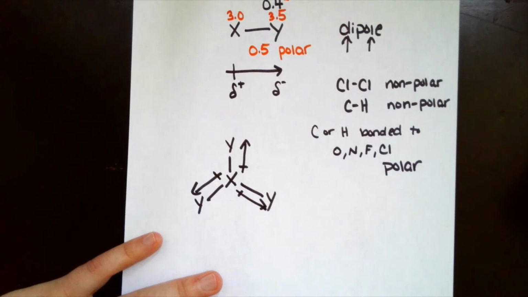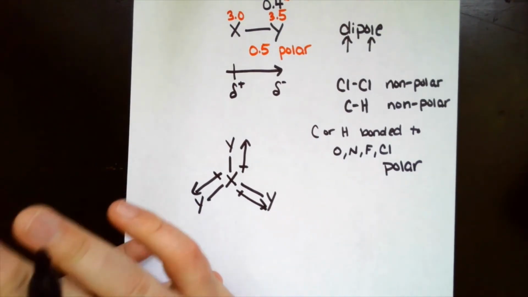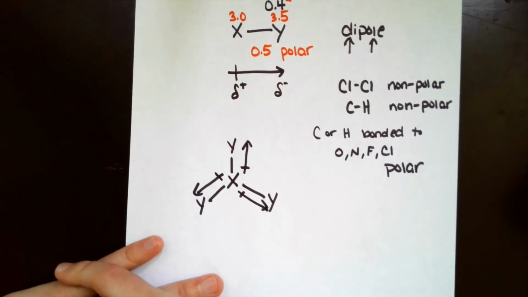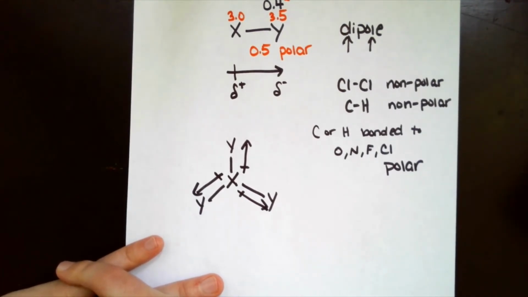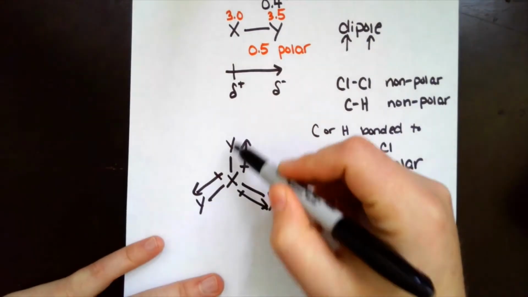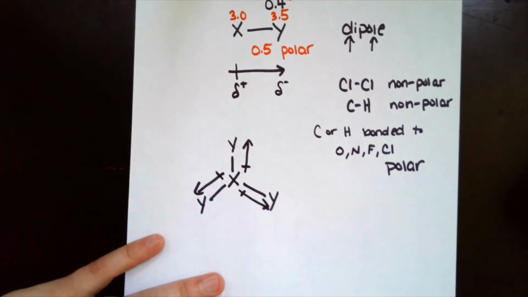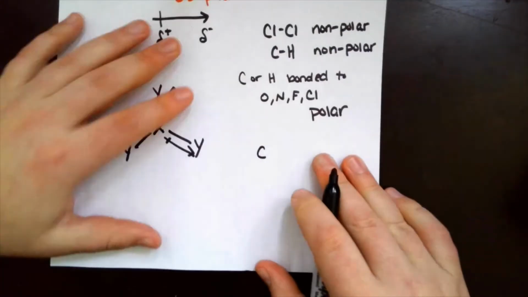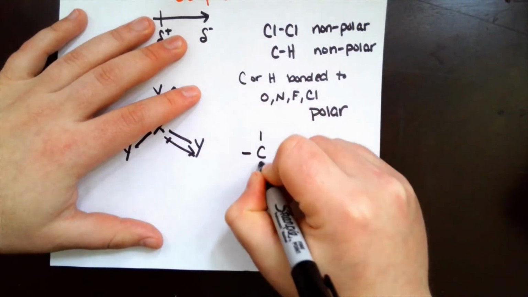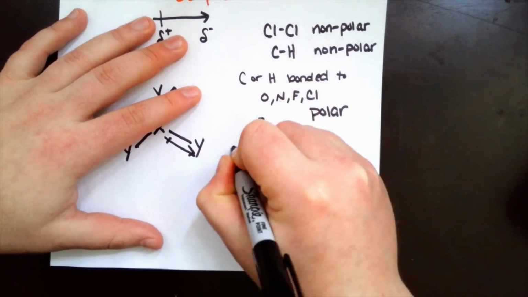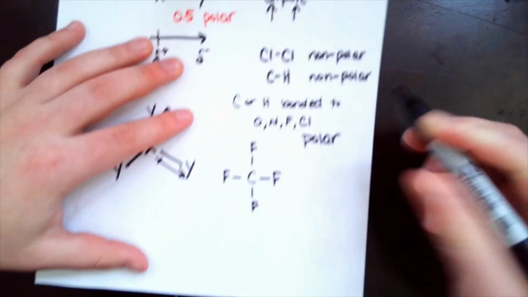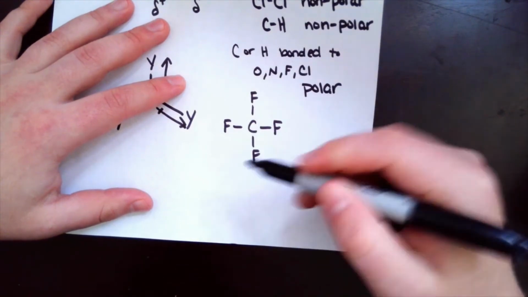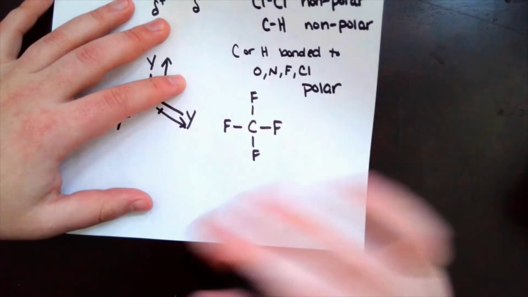Now, basically, what that means is that for a molecule to be nonpolar, if it has any polar bonds, all of these bonds have to be the exact same type. So for instance, let's say we have carbon tetrafluoride, CF4. As I mentioned up here, a carbon-fluorine bond is polar, but all four of those are identical. So they all cancel out.